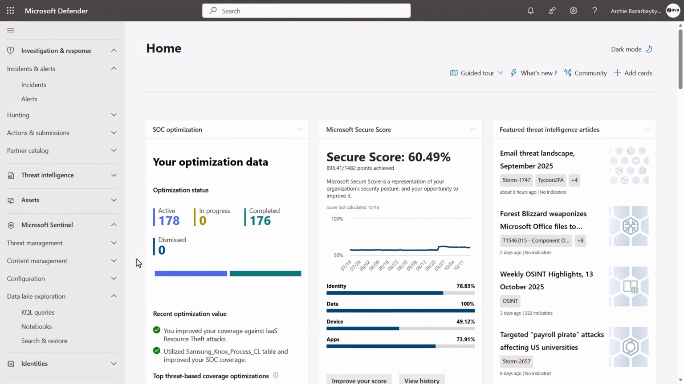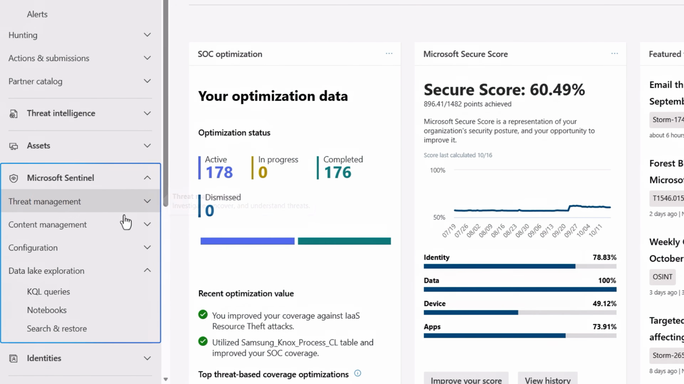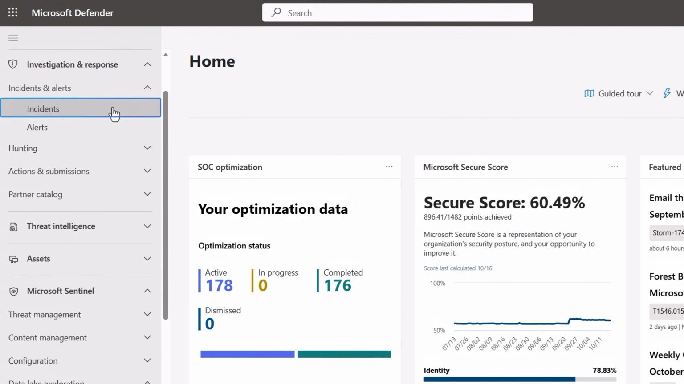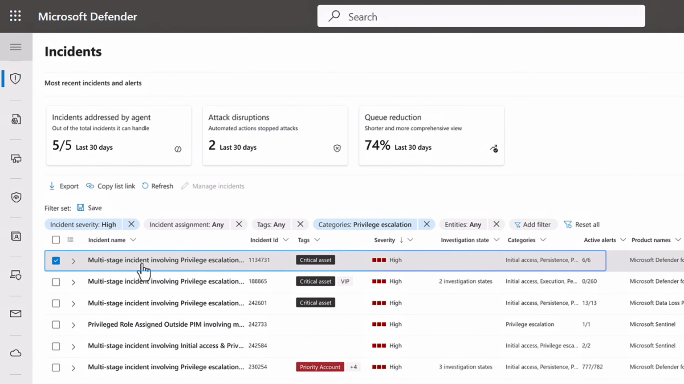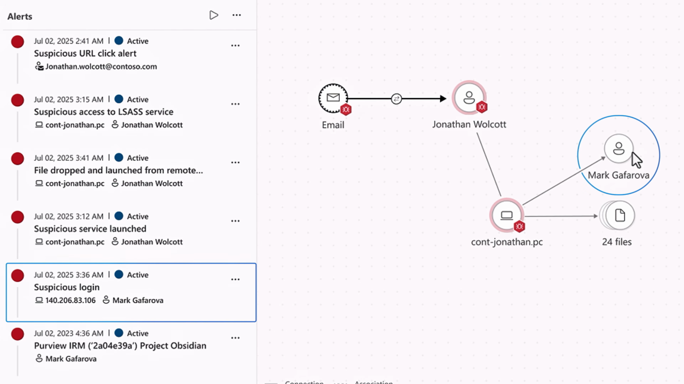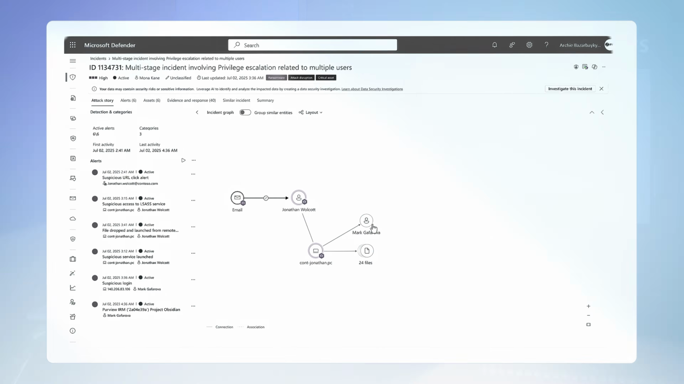The experience starts with Microsoft Defender, where you can easily access Microsoft Sentinel capabilities. I'm going to navigate to my active incidents. I'm interested in this multi-stage attack, and I can straight away see that a user, Mark Gafarova's credentials have been compromised. In the past, figuring out where the attacker would go next would take a lot of extra hunting, which you may not have the luxury of time for.